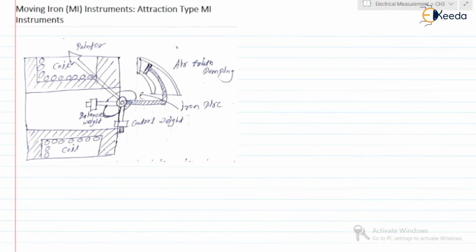Next, the controlling is provided by using gravity control. Here we have the controlling weight W1, and here is the balancing weight, that is W2. Next, air friction damping is used, and here is a pointer which is attached to this iron disc. Next, here we will have a scale. So now let us discuss how it operates.